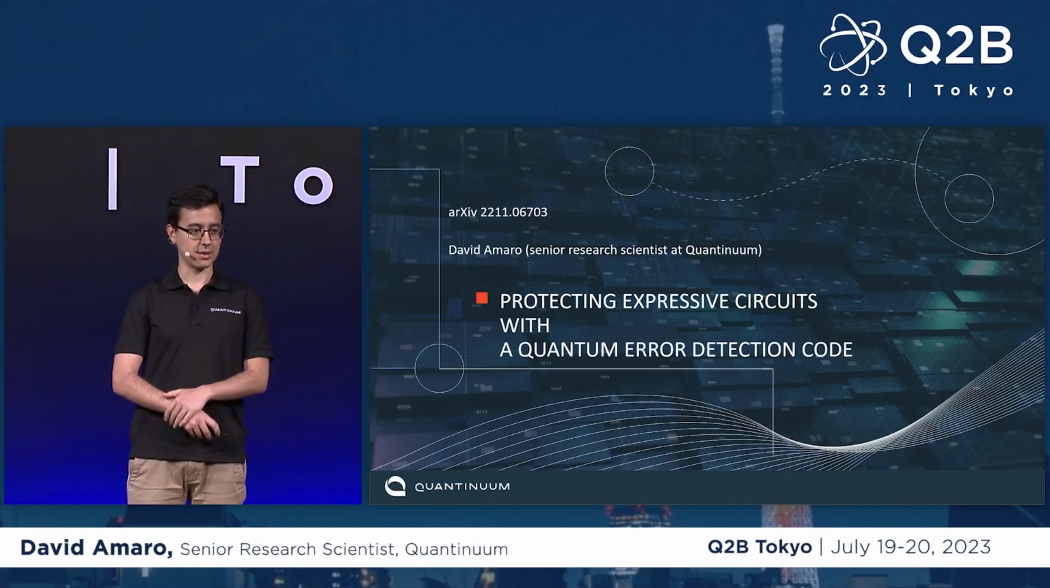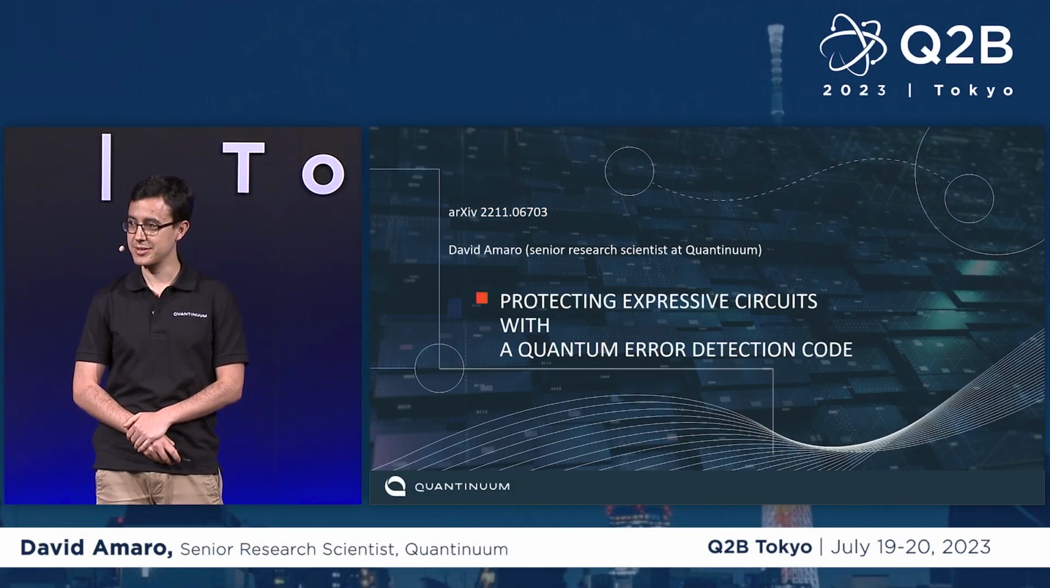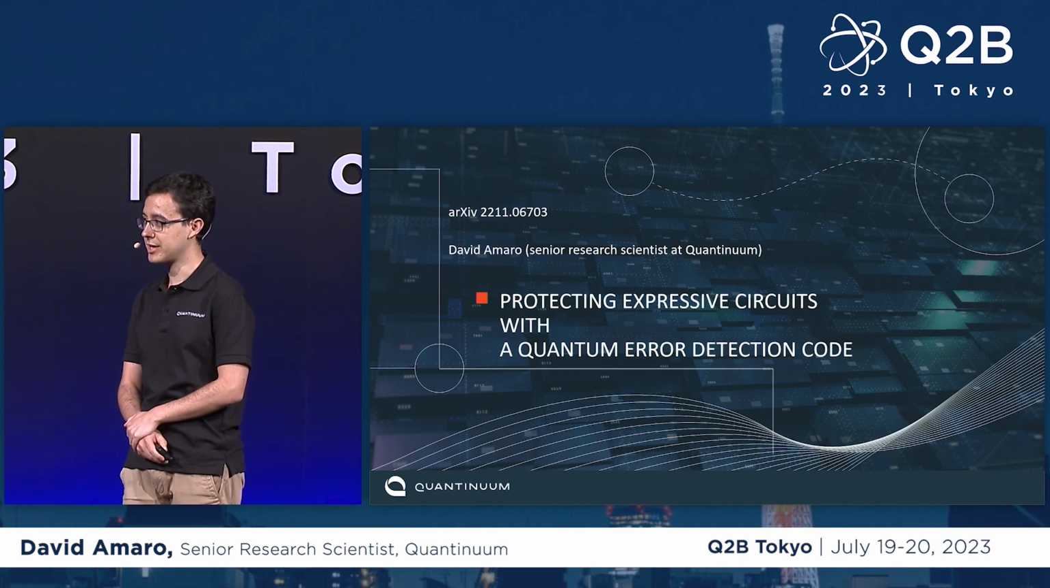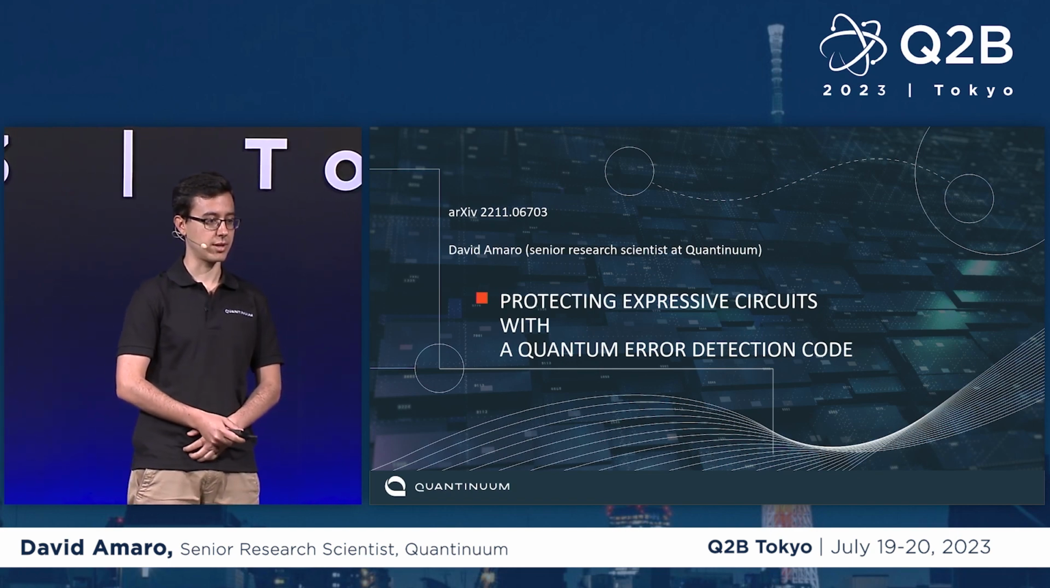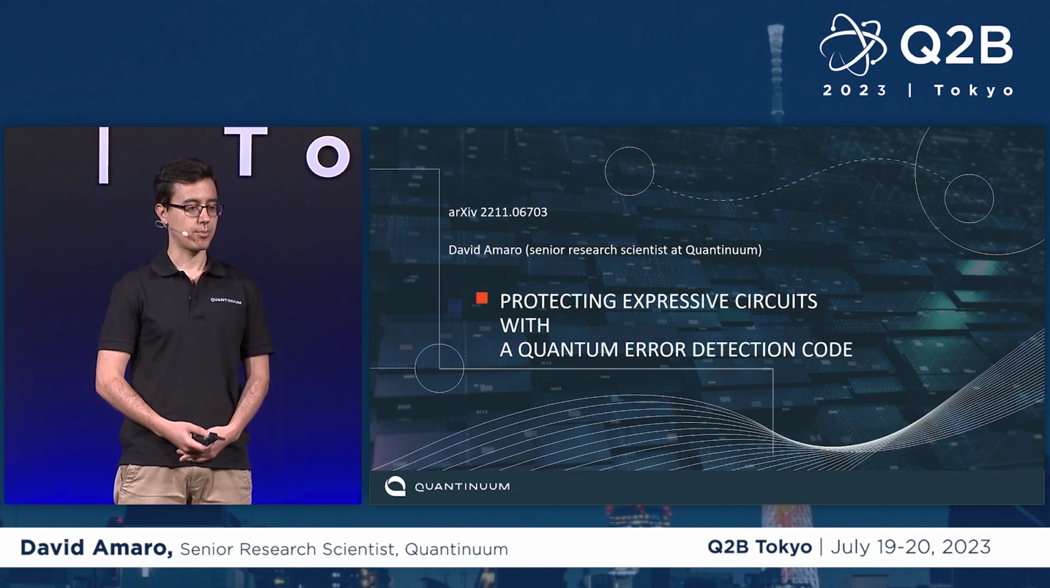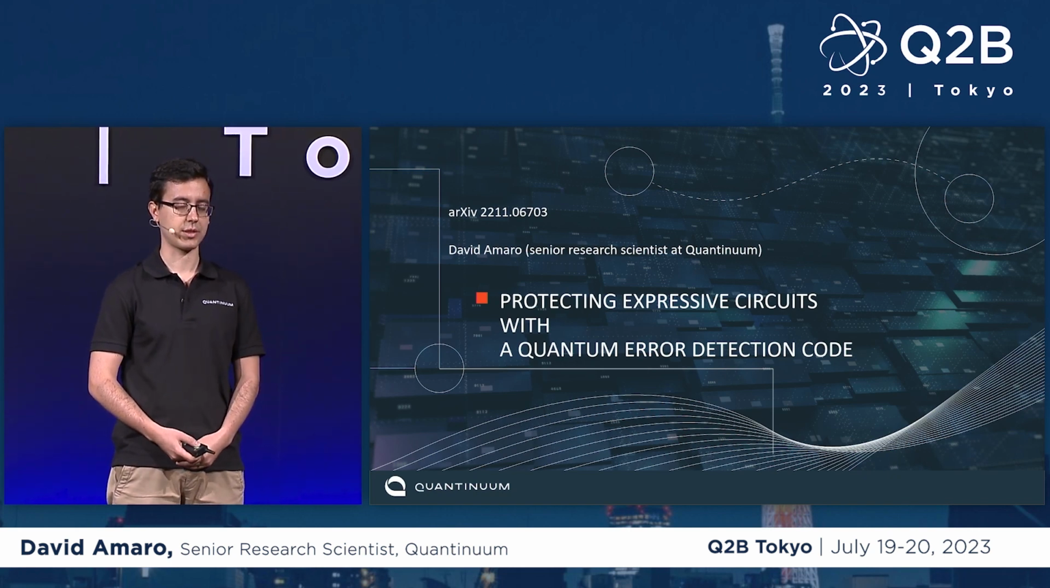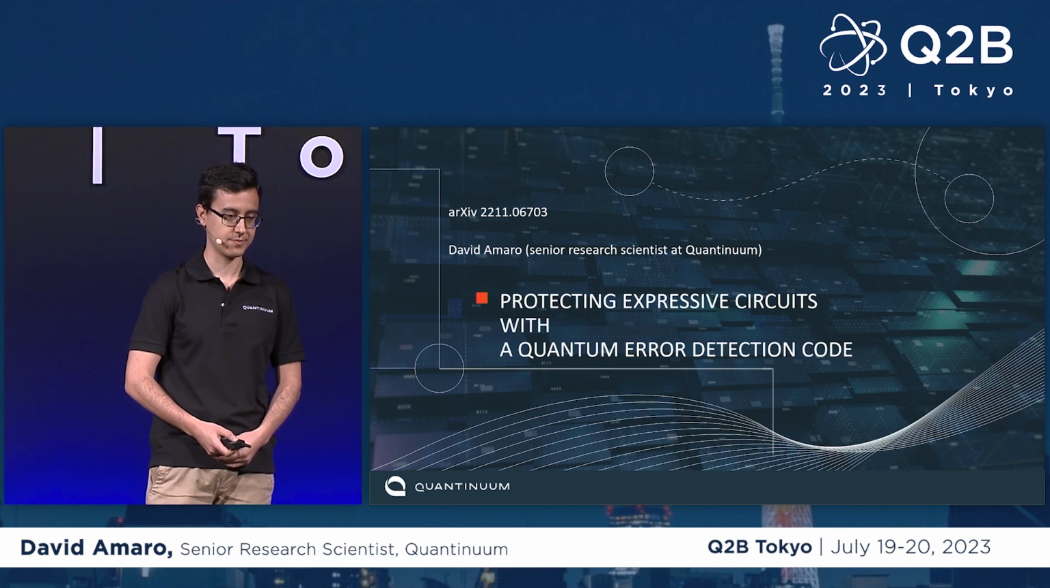Hi, everyone. My name is David Amaro. I'm a research scientist at Quantinuum, working in London. And today I would like to talk to you about the recent work that we have done on protecting expressive circuits with a quantum error detection code.